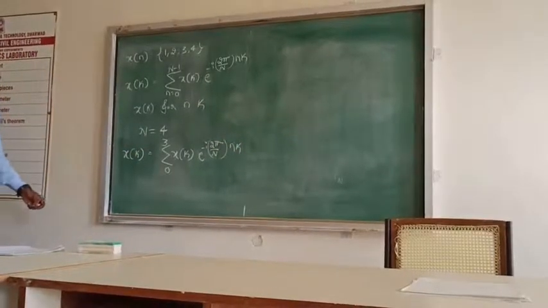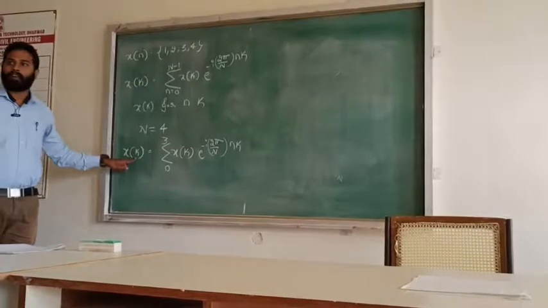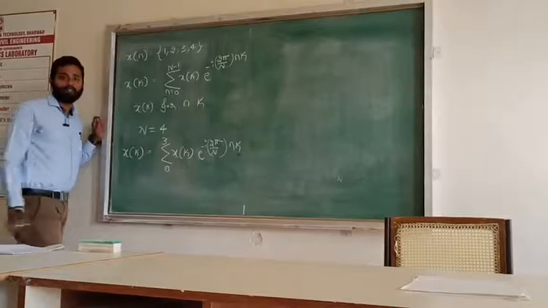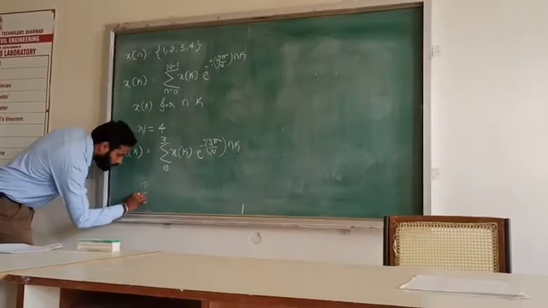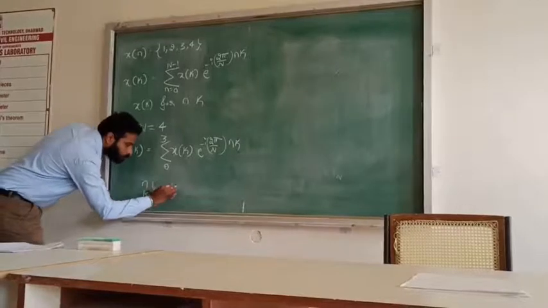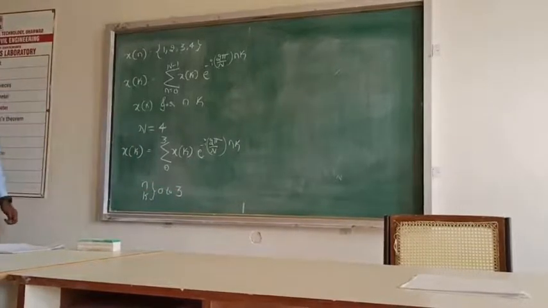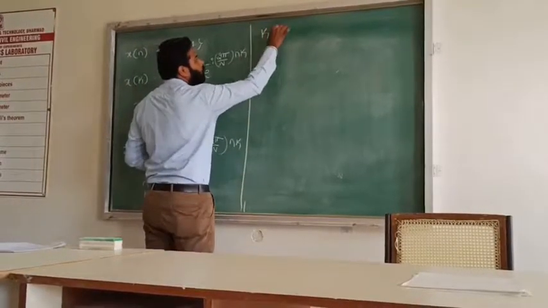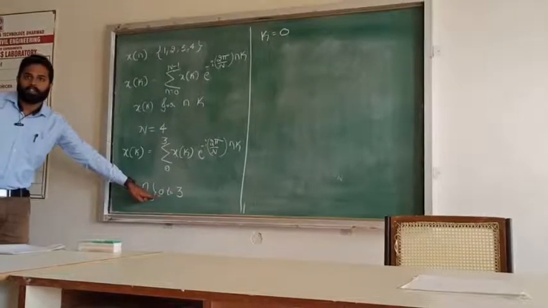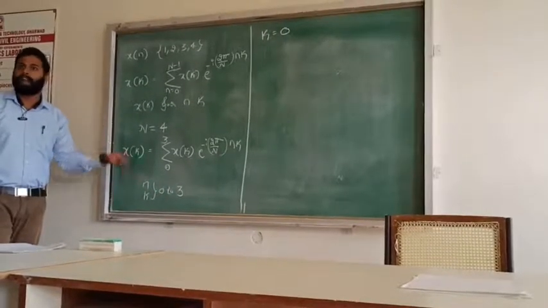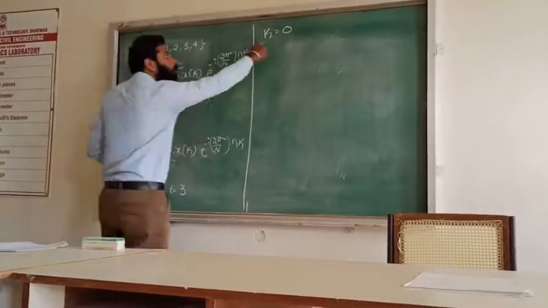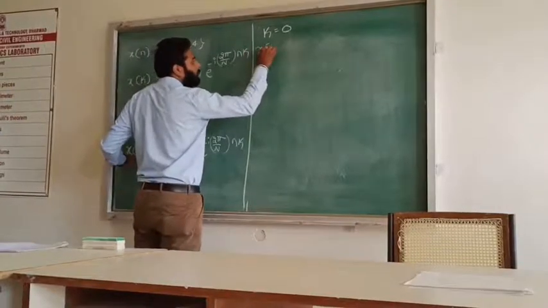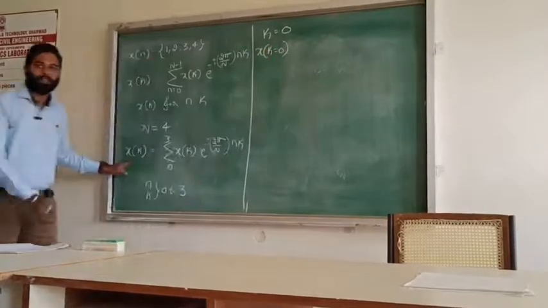Now we need to find this X of k for each and every value of small n and k. What's the value of n and k? n and k both vary from 0 to 3. So first let's start with k is equal to 0, and then k is equal to 1, k is equal to 2 and k is equal to 3. Now for k is equal to 0.